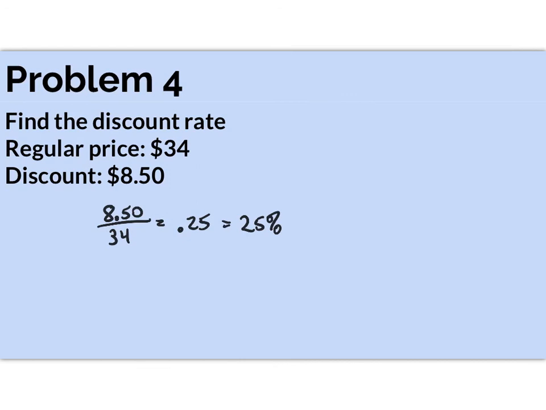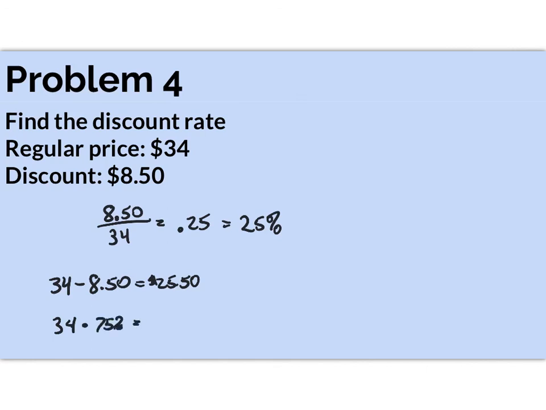And you can always check this by multiplying 34 by 25% and subtracting $8.50 from 34 and see if you get the same numbers. So 34 minus $8.50 will give us, 34 minus 8 is 26, so $25.50, and then 34 times 75%.